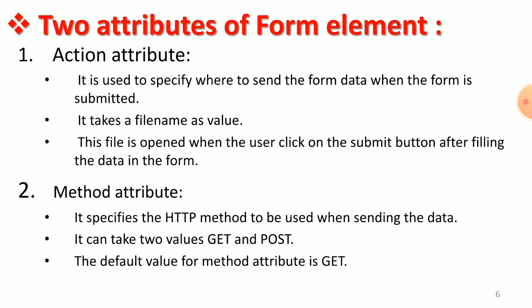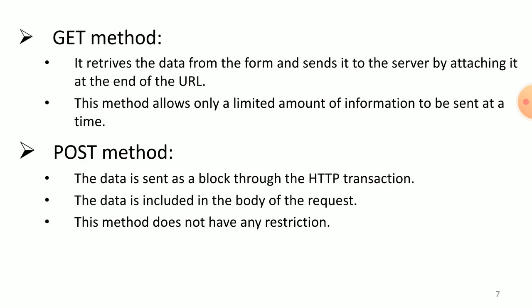And second is the method attribute. It specifies the HTTP, that means Hypertext Transfer Protocol, method to be used when sending the data. It can take two values. First is get and second is post. And the default value for the method attribute is the get method. And that is two methods. First is the get method and second is the post method.